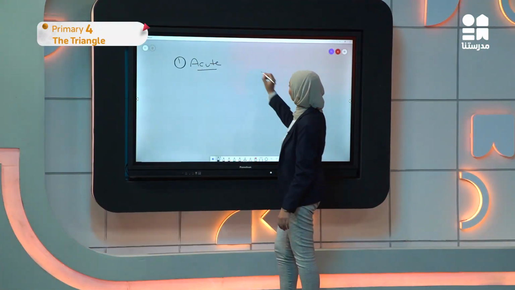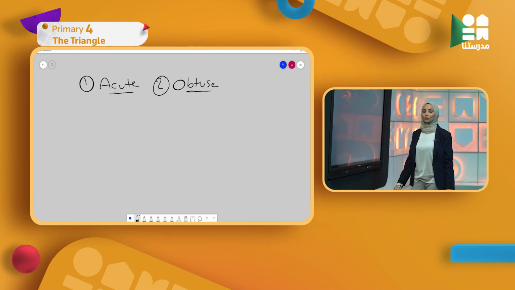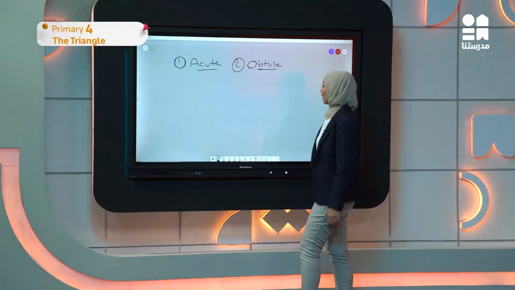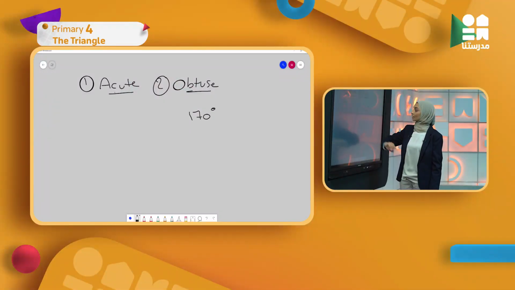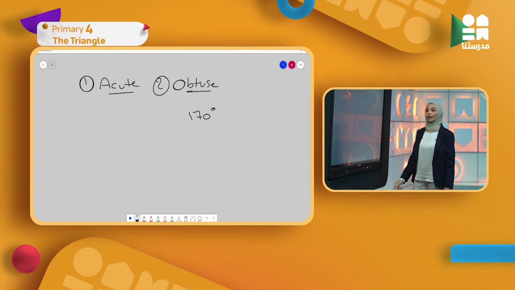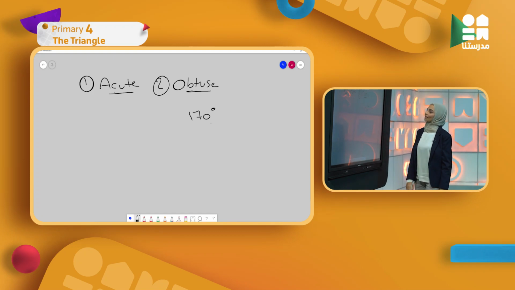Second type of the angles is obtuse angle. Who can tell me what is the obtuse angle? Obtuse angle means greater than 90 and less than 180. Again, obtuse means greater than 90, less than 180. Example, what? Example, 170 degree. Yes, it is obtuse angle because it is greater than 90 and less than 180.